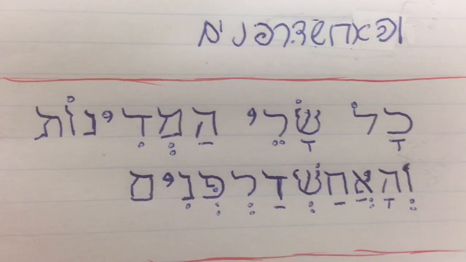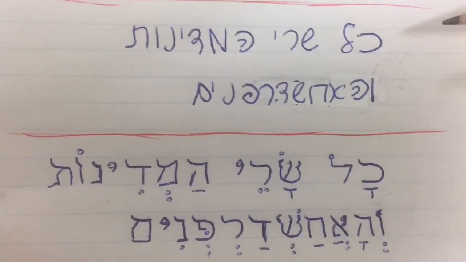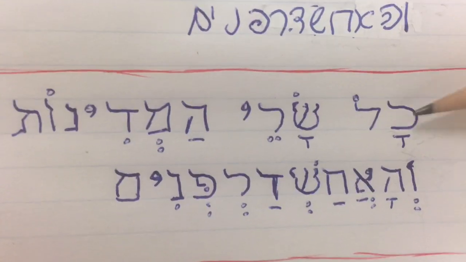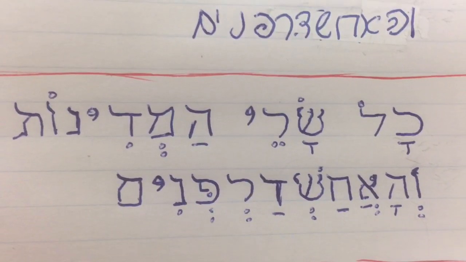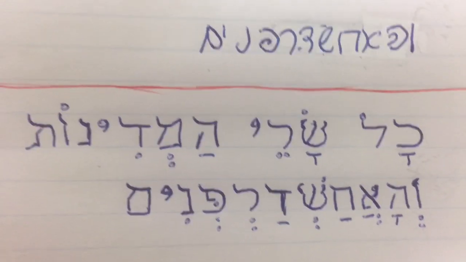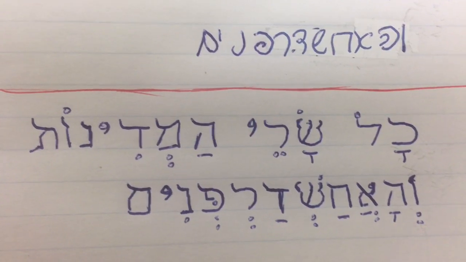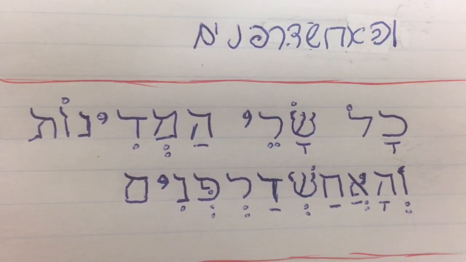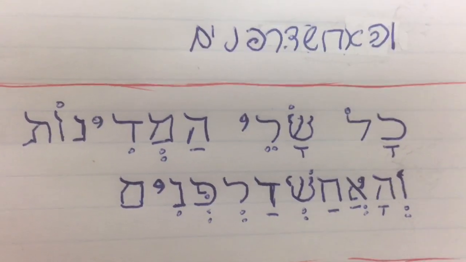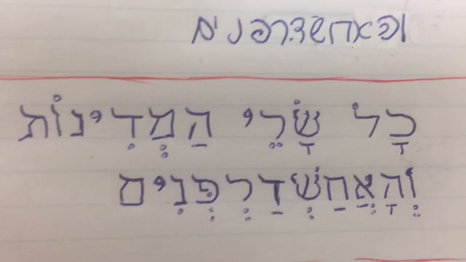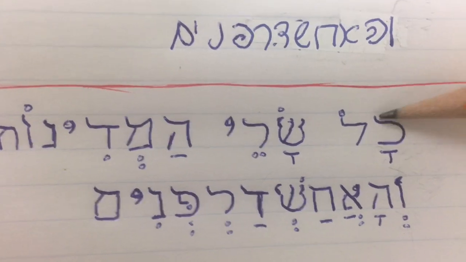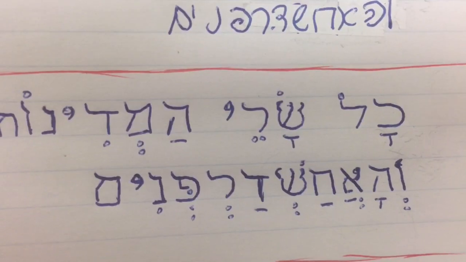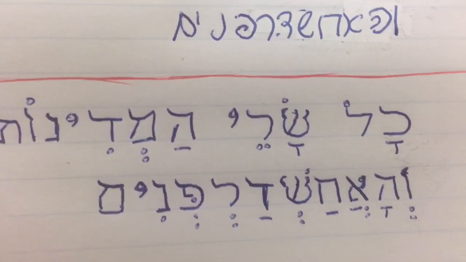The third line is the exact same text as the second line, just written in the standard Hebrew script, the block script or square script, whatever you want to call it. As I said earlier, I call it the Ashuri script. But it's the same thing, just with the Ashuri script and the Masoretic nikkud, the diacritics, the dots and dashes used to clarify vocalization. But it's the same thing, Kol Sarei Hamdinot Veha Ahashdarpnim, right?